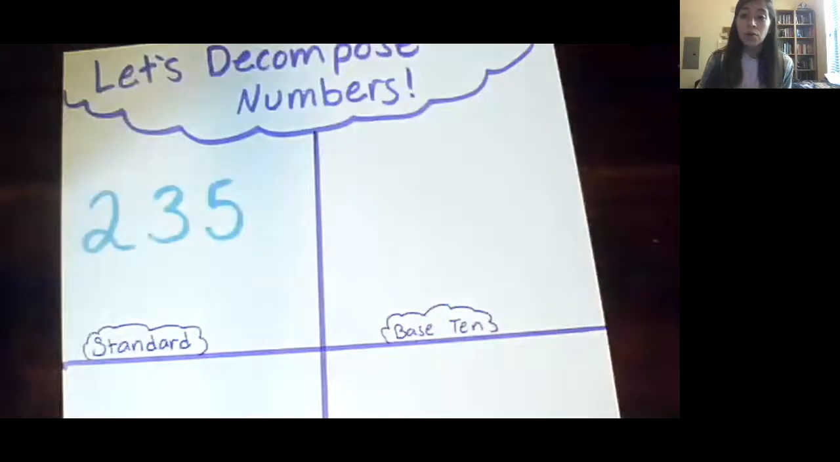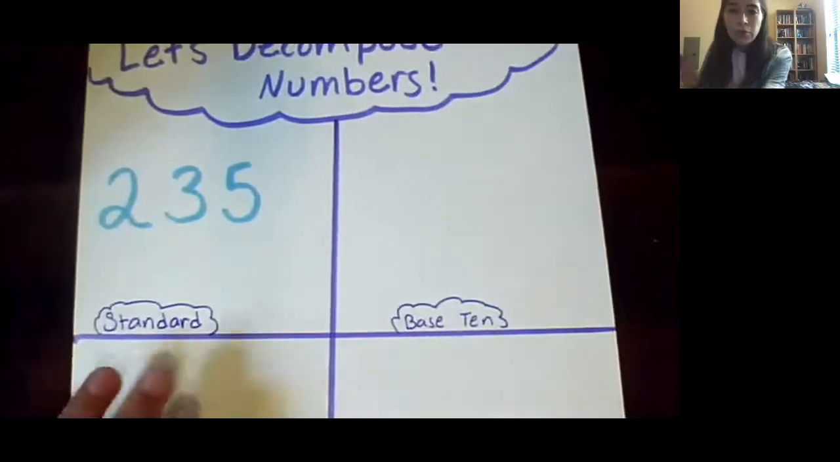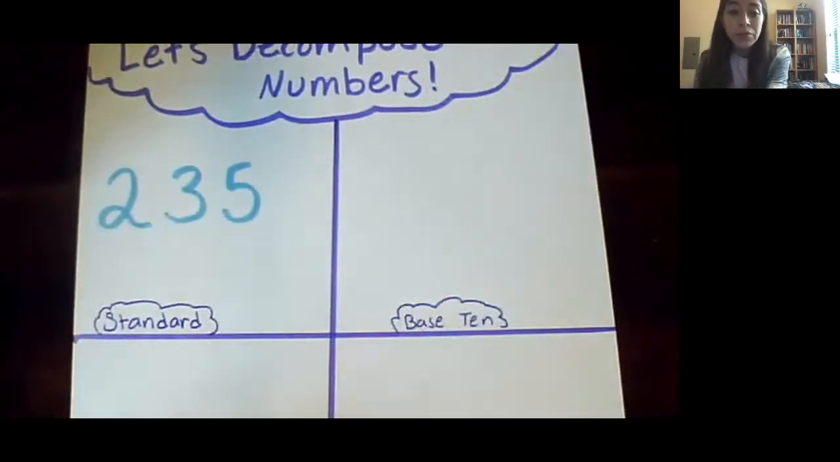To decompose means to break down. Now what that means is you take parts of the number and break it down into different sections like hundreds, tens, and ones, or into words or into pictures. So let's go over the 4 different forms you can decompose a number.